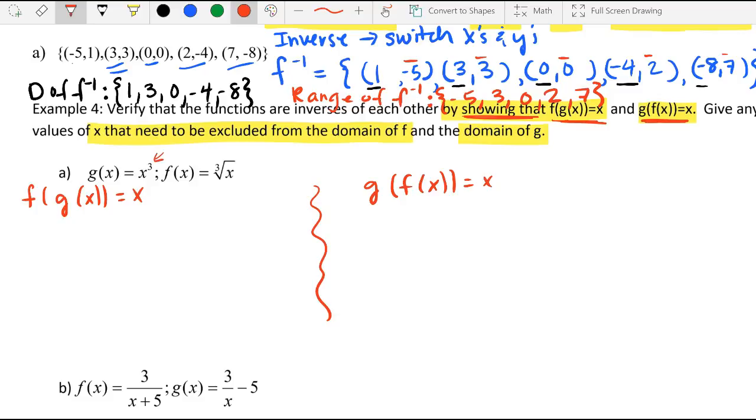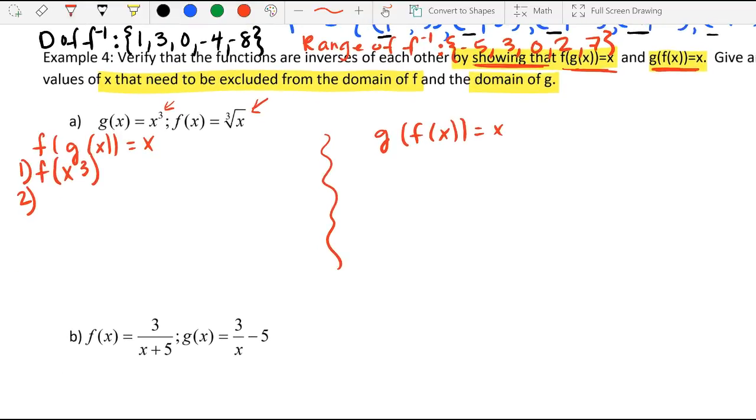G is a polynomial, so I don't need to exclude any values. F is also a polynomial, so I don't need to exclude any. F is a third root, so I don't need to exclude any value either, because a third root can have a negative under the radical. So step 1, f of g of x is x to the third. Step 2, remember, show that, prove this.